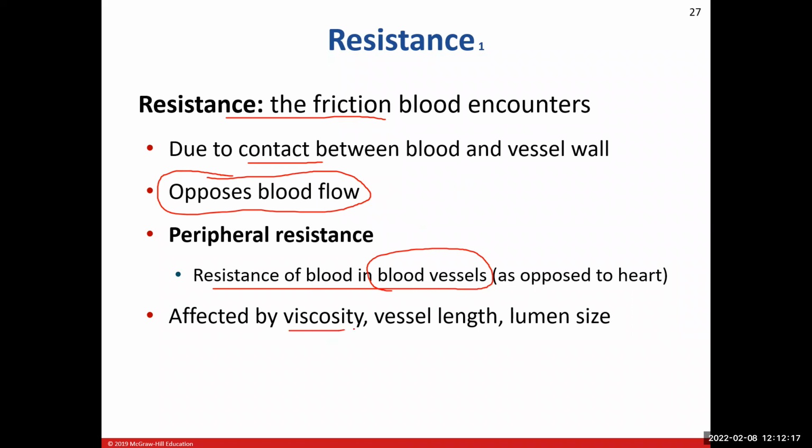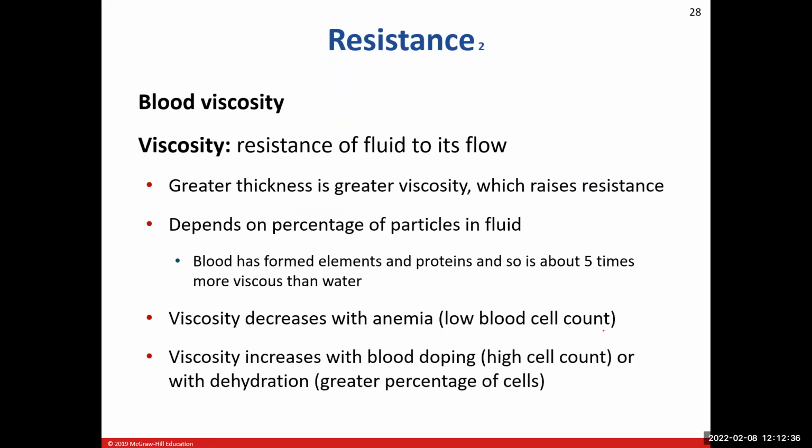One is viscosity, how thick your blood is. It's easier to pump blood when it's more liquidy than it is like Jello. Try swimming through Jello. I'd rather swim through water than Jello. Then there's vessel length, how long, and the lumen size. Is it constricted or is it dilated?